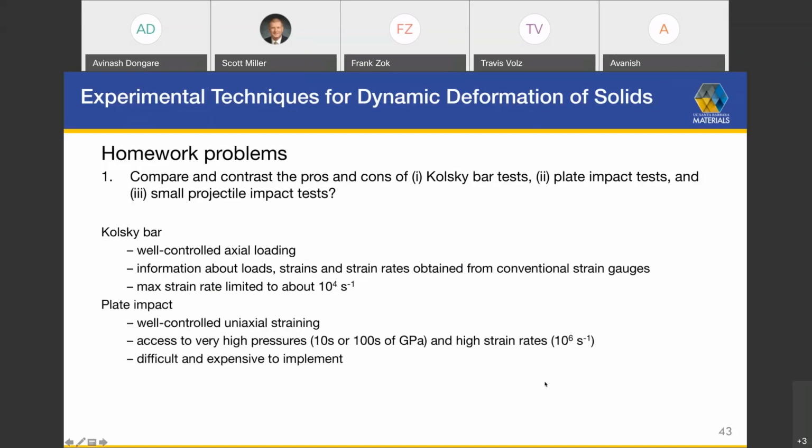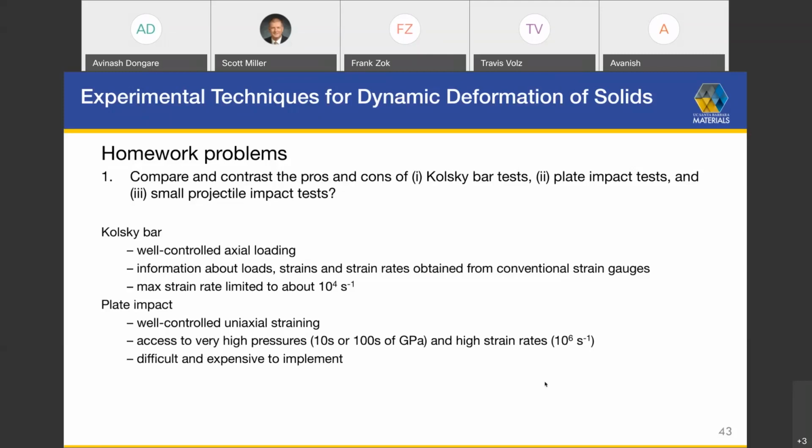The plate impact. The big plus here is, well, there are two really. It's that you have well-controlled uniaxial straining. Because you are loading under uniaxial straining, you can also develop very high pressures because of the constraint on plastic deformation. You're essentially deforming the material volumetrically. So this allows you to access very high pressures. People have measured pressures in the hundreds of gigapascals, which are enormous numbers. And you can get to very high strain rates as well, 10^6 per second.